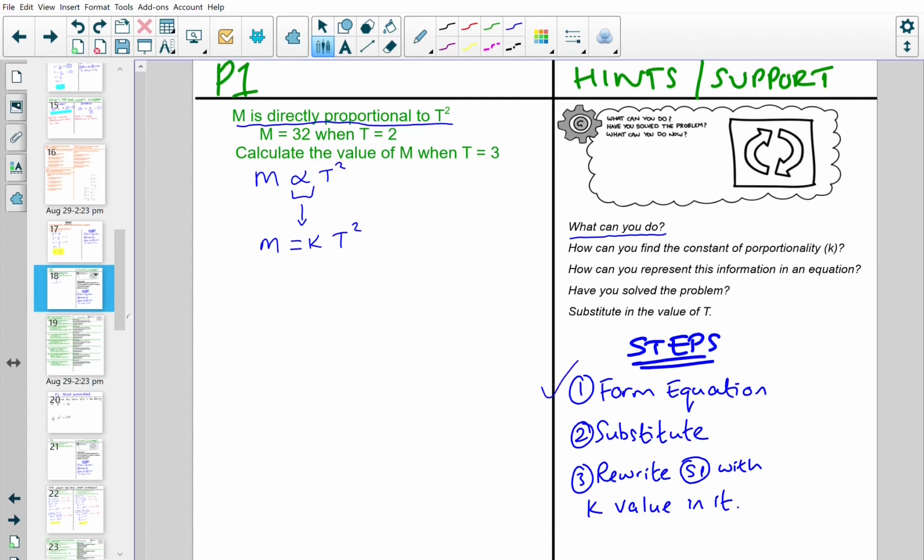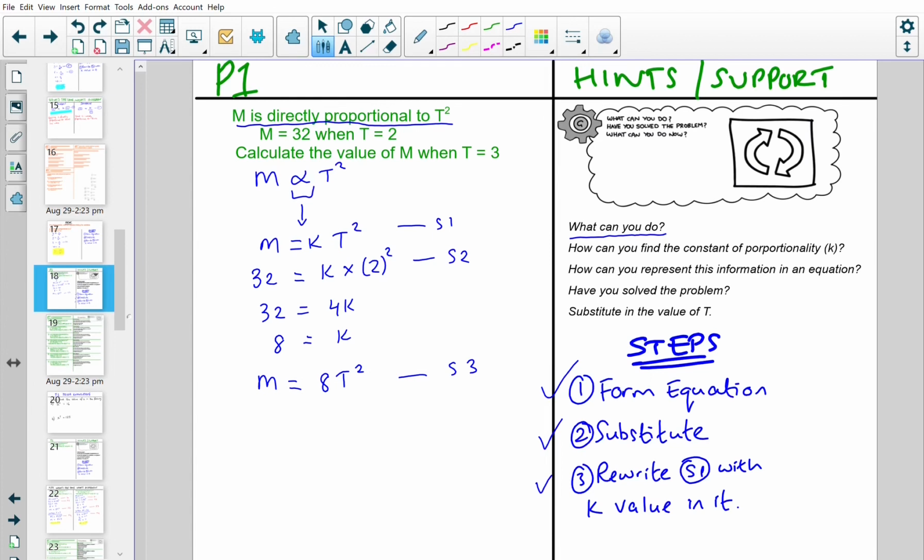Then, immediately after this, the next step is we substitute. So m here is given to us as 32 equal k we're trying to find multiplied by t, the value of t is 2, 2 to the power of 2. Tidy this up, gives me 4k on the right hand side equal 32. Divide by 4 on both sides, so k would equal 8. So this here is step 2, the substitution part. And to get the answer here, rewrite step 1 with the k value in it. So k value is 8, so m would equal 8t squared. So this is step 3.